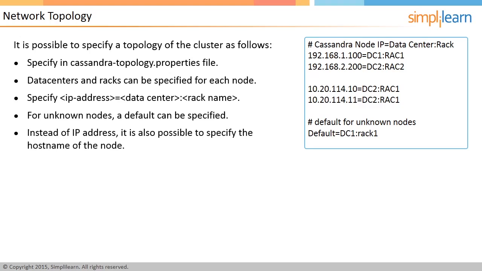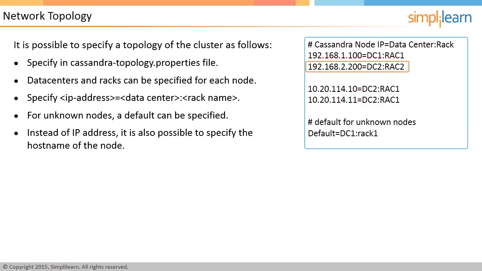The diagram depicts an example of a topology configuration file. This file shows the topology defined for 4 nodes. The node with IP address 192.168.1.100 is mapped to data center DC1 and is present on the rack RAC1. The node with IP address 192.168.2.200 is mapped to data center DC2 and is present on the rack RAC2.